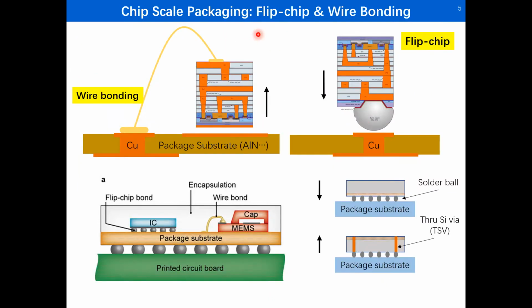Chip-scale packaging is about how the die connects with the package substrate. There are 2 typical methods: wire bonding and flip chip. In the case of wire bonding, a bonding wire made of copper or gold is used to connect the copper trace and the surface of the die and the copper pad of a substrate. In the case of flip chip, the die is inverted upside down, and a solder ball is used to connect the copper trace and the copper pad.